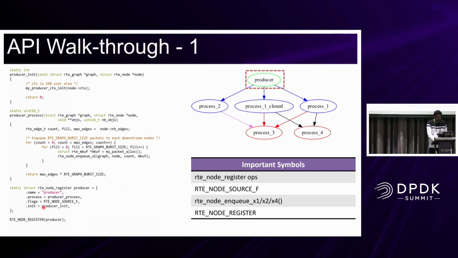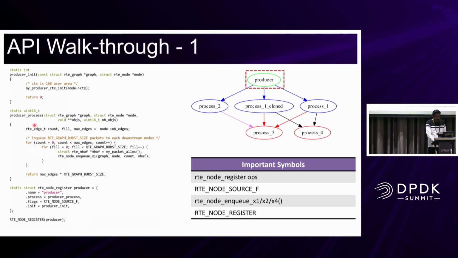Now, in this example, I have an init function. There is nothing special. Whatever I started with my underscore is just a namespace to say that it's not part of the graph library. But the node context is the 16-byte user area. It's free for the node writer to write whatever they want. So I'm just initializing it.